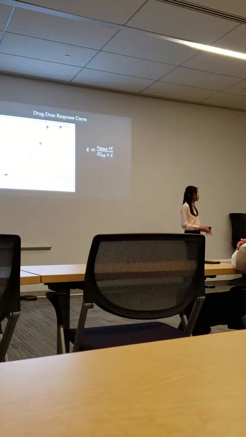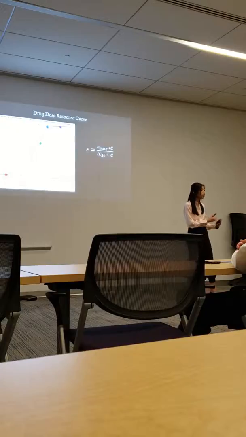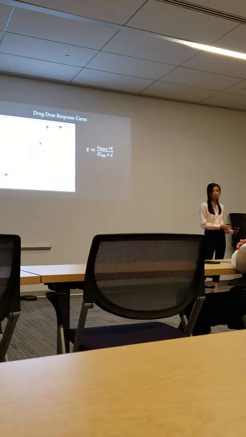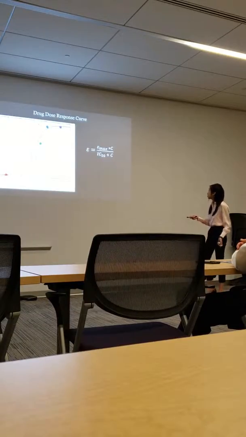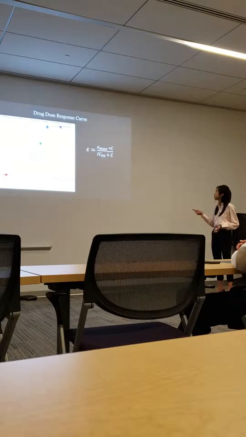This IC50 value is the current gold standard method of measuring drug efficacy. The lower the IC50 value of a drug, the more effective it is, because that means that you can use a low drug dose in patients. Ideally, we want a really powerful drug that works at low doses. So here's the equation for drug efficacy showing how Emax and IC50 determine it.